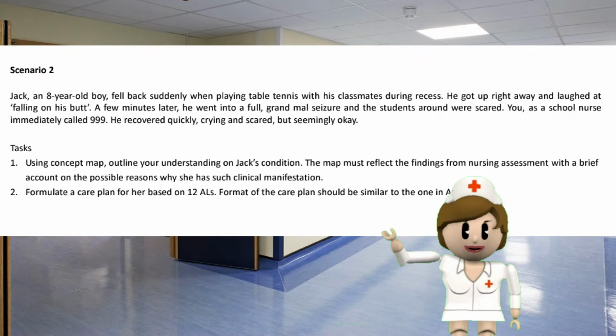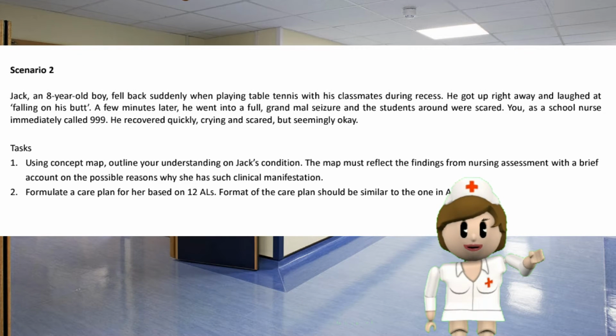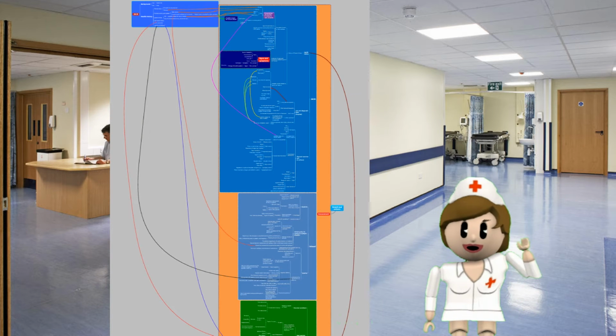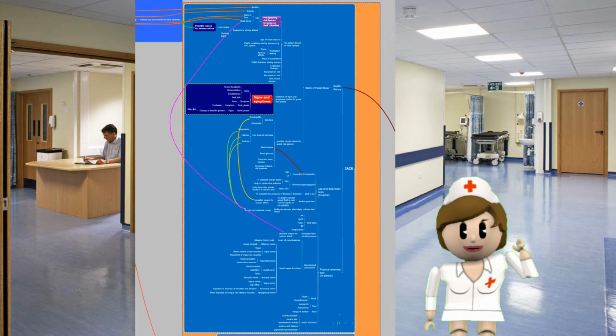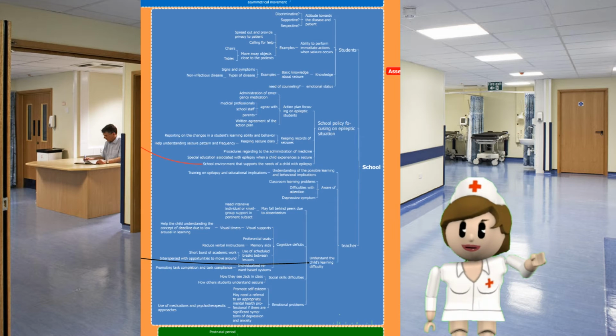Hi, today we are going to present case 2, which is about grand mal seizure. The following is a concept map about Jack and grand mal seizure. In the concept map, it includes the assessment part, which is divided into 3 areas that include Jack assessment, school assessment, and parents assessment.